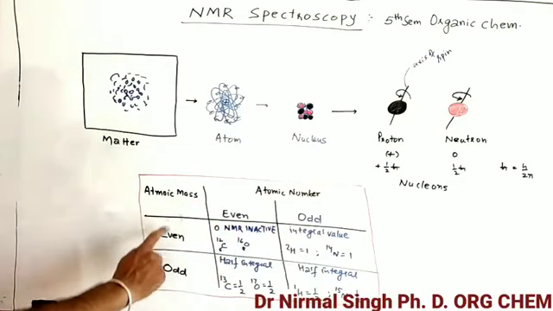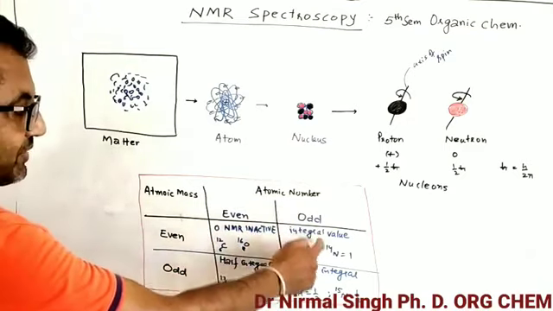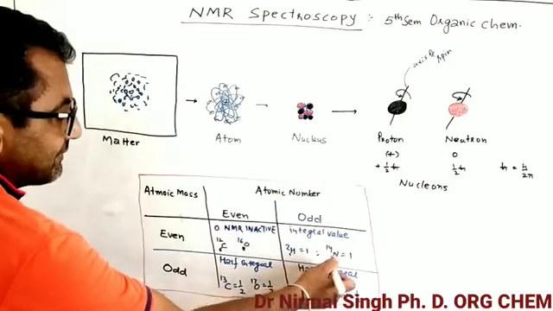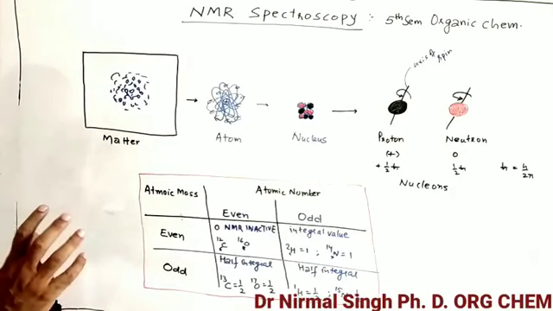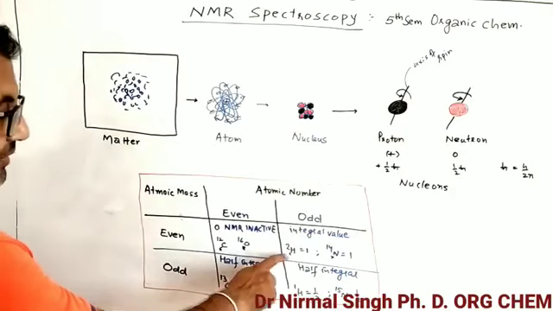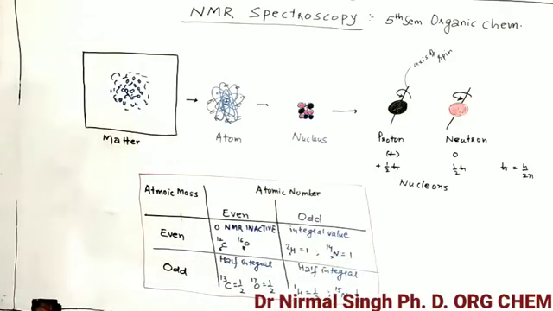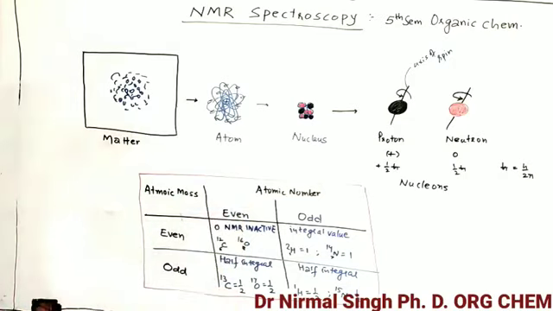Second is when the mass number is even, but the atomic number is odd, like deuterium, 1H2. Here you can see the atomic number is 1, it is odd, but the mass number is even. Here the net spin will be an integral value. For deuterium it is 1, and for N-14 it is also 1. Next is if the mass number is odd and the atomic number is even. So these are the examples.